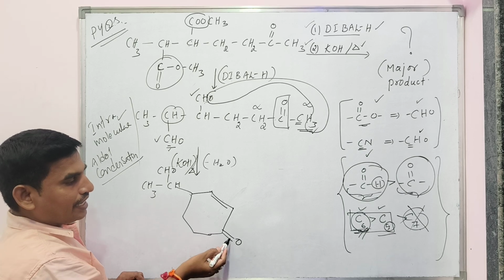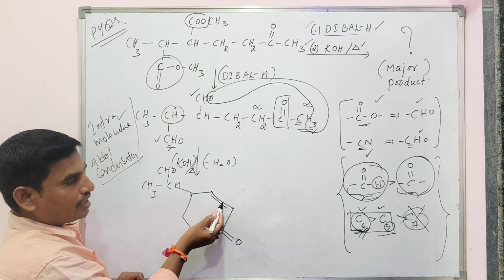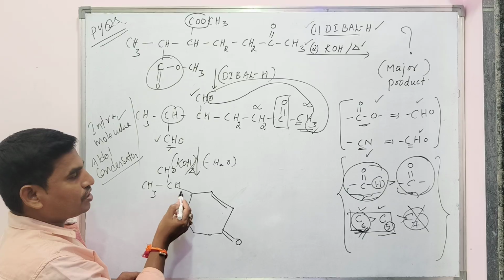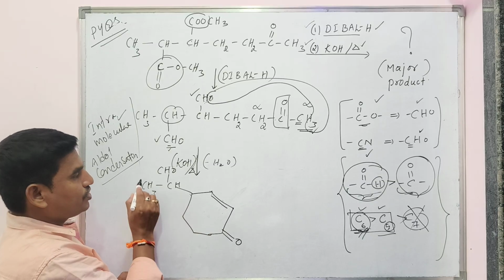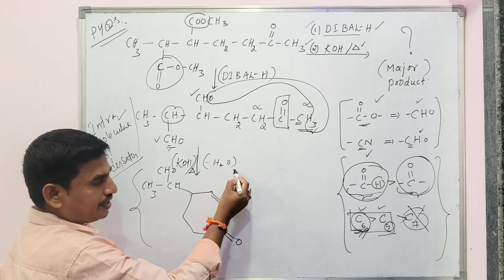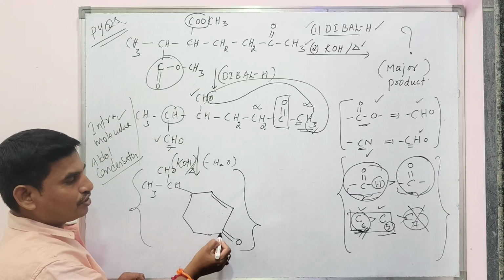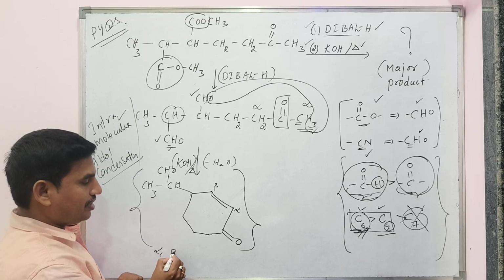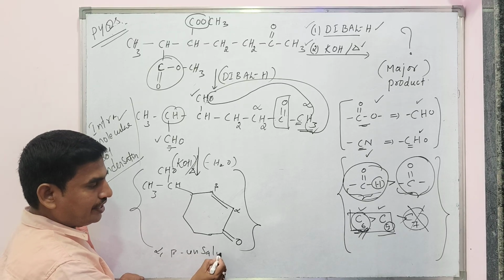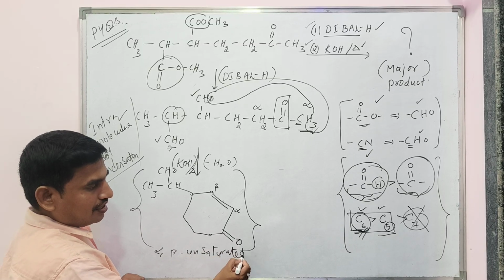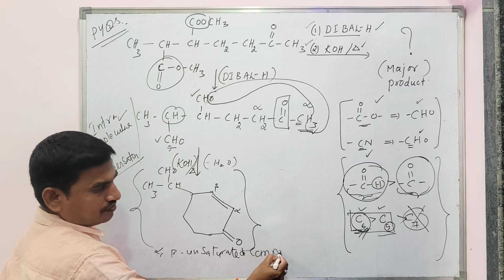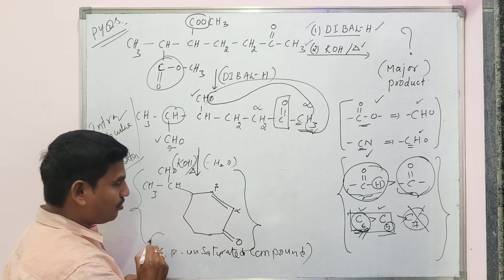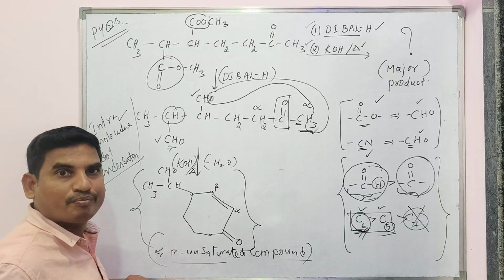It's a 6-membered ring with a double bond O, here single bond and double bond, here single bond, single bond. So this is a conjugation. So an alpha beta unsaturated carbonyl compound is produced. Alpha means next to the functional group, it is alpha, and this is beta. So alpha beta unsaturated compound. It is called the aldol condensation product.